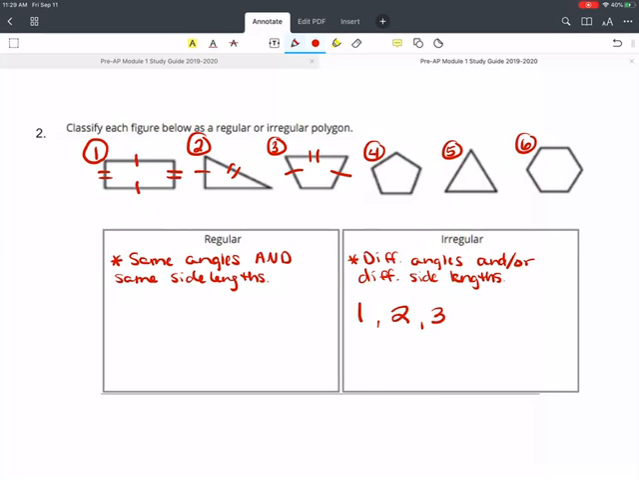On 4, this is a pentagon. All the angles are the same and all the side lengths, so that would be regular. 5, you can see all the angles are the same and side lengths, so that would also be regular. And then the same thing on 6. All the angles and side lengths are the same.